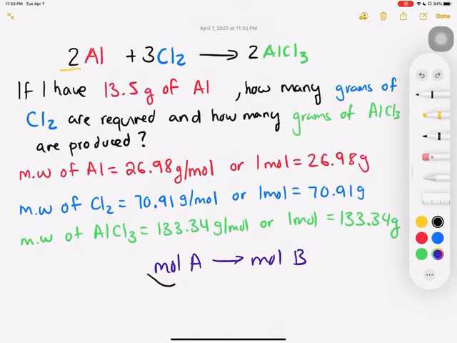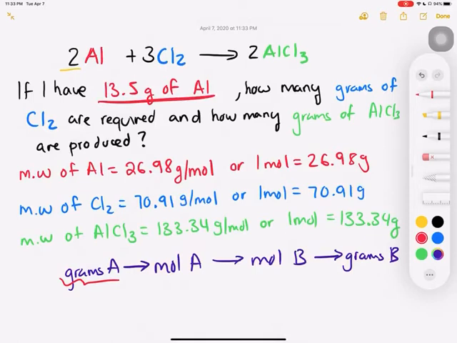So instead of doing a mole A to mole B conversion like in the previous video, we're going to add an extra step in here. We're also converting from grams of A to moles of A before, and then at the end, the moles of B, we are converting to grams of B. And that's what we're going to use those molecular weights for. So let's see how we can convert the grams of A, in this case grams of aluminum, the given number, all the way to grams of B, or grams of the other reactant, which is chlorine gas in this case.